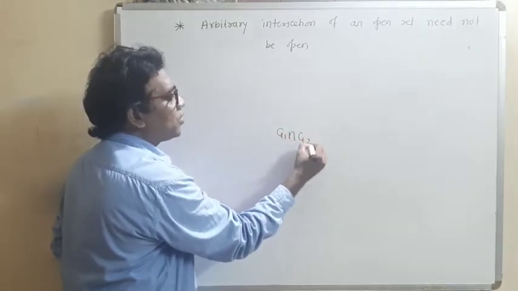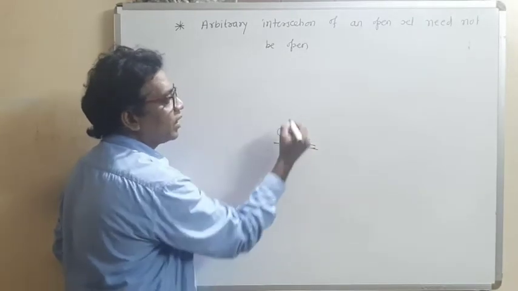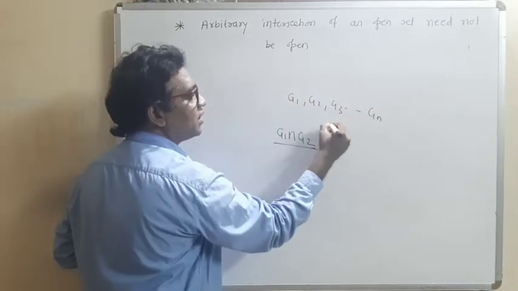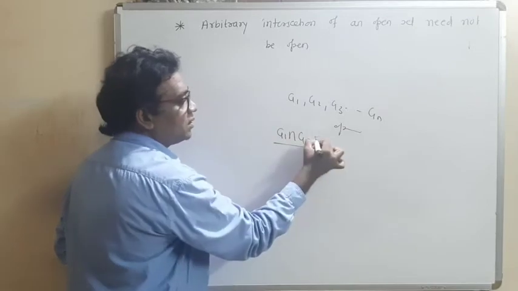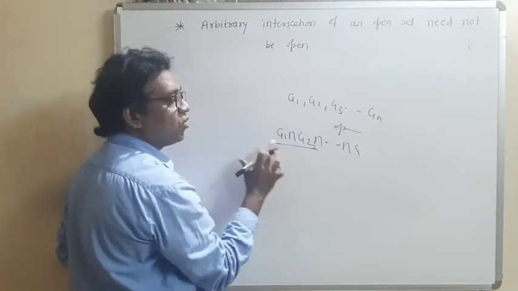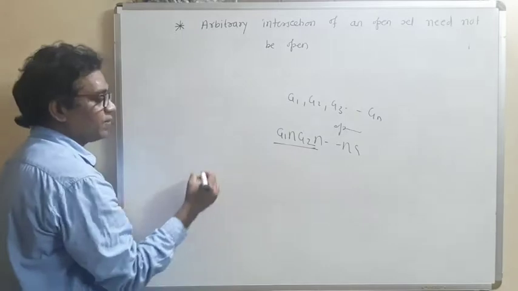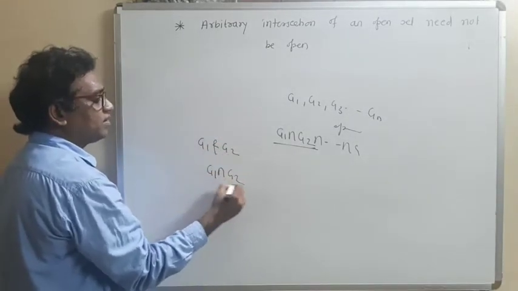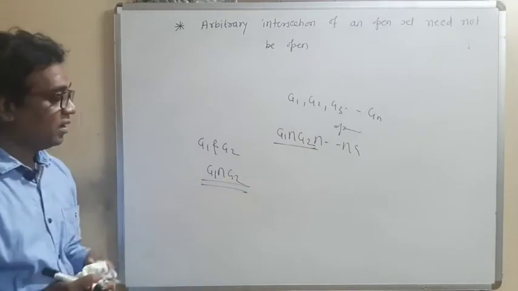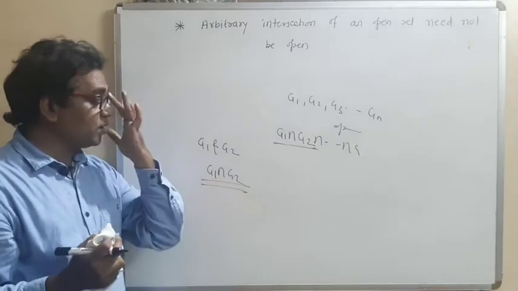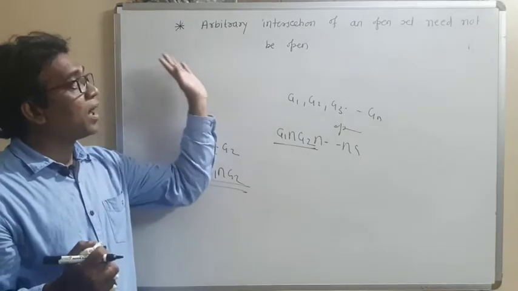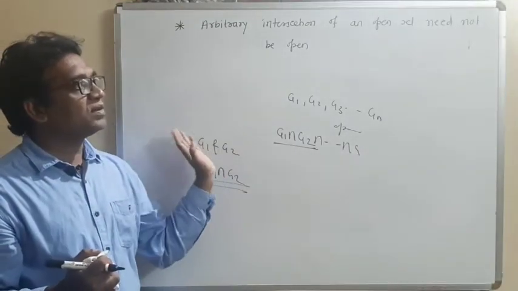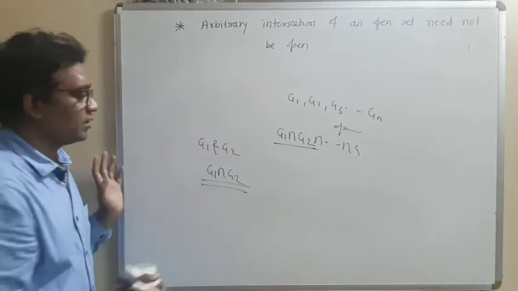Finite intersection of open sets is open. If G1, G2, G3, ..., Gn are open sets, then their finite intersection is always open. We have taken two sets: if G1 and G2 are open sets, then their finite intersection is always open. So this is the result. But this is not true for arbitrary intersection. Arbitrary intersection of open sets is not always an open set.